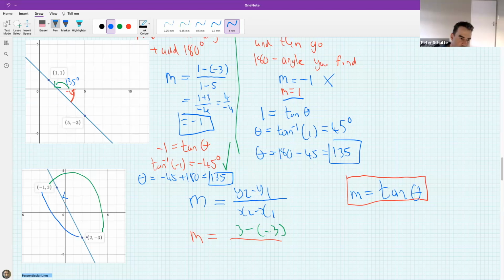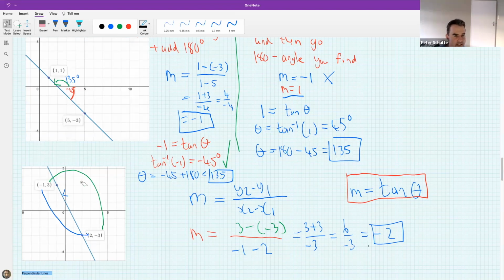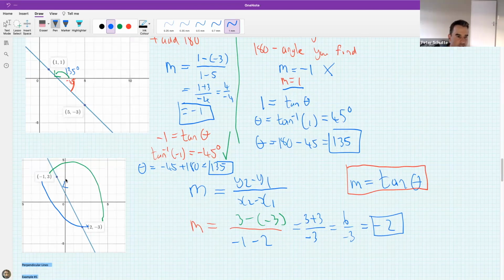-1 minus 2. So now we have to be careful that we go 3 plus 3, and then on the bottom, it's going to be minus 3. So I'm going to make, are you okay that the gradient is minus 2? Oh, yes, sir. Okay, and that also makes sense to me because if I look at this, the gradient looks like it's bending over backwards, right? It's like it's got the right shape for a negative gradient.